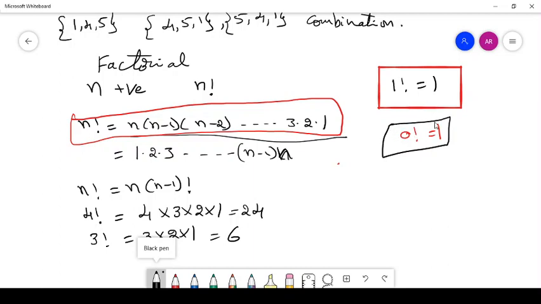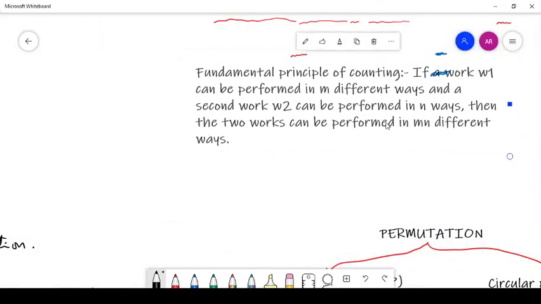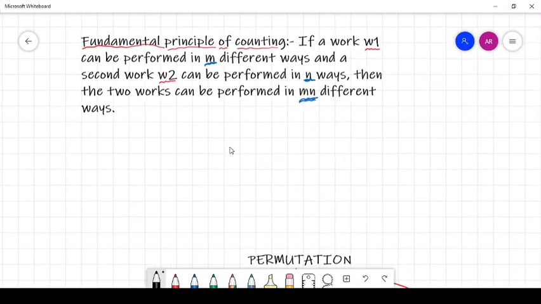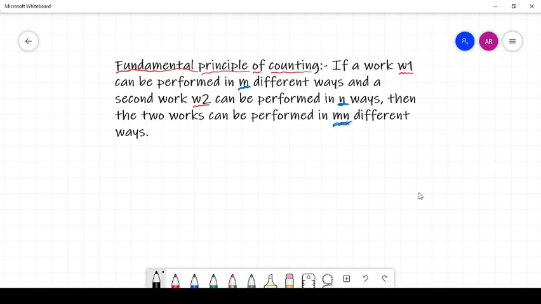0 factorial is 1. Next, the fundamental principle of counting. If a work W1 can be performed in m different ways, and a second work W2 can be performed in n ways, then the two works can be performed in mn different ways.